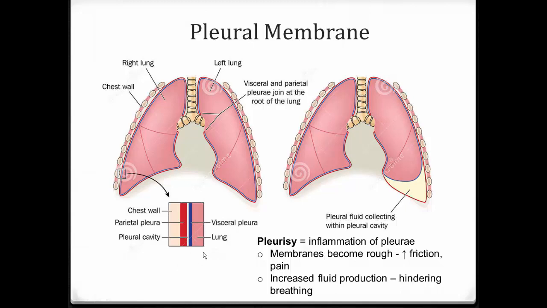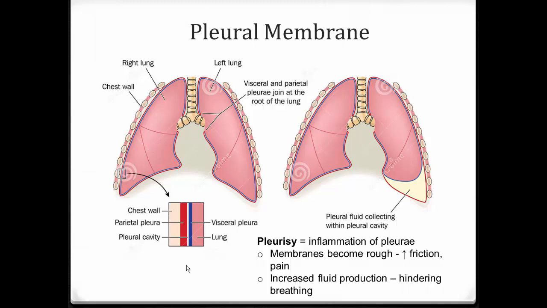Now the idea, of course, with the pleural membranes is first, to reduce friction, since the pleural cavity is filled with fluid. As the lungs move to expand, there's a little bit of movement between the chest wall and the lungs, and so the pleural fluid in there would help reduce that friction. An inflammation of the pleura is called pleurisy. It can often result in the membranes becoming roughened. That would increase the friction, and therefore they get pain.